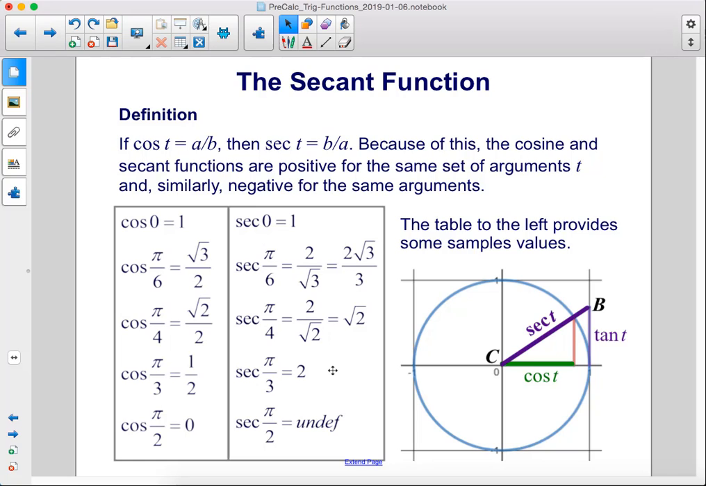They're reciprocals. And cosine pi over 2 is 0. Secant of pi over 2 is undefined, since if you have 0 over 1 here, then this would be 1 over 0, which is undefined.